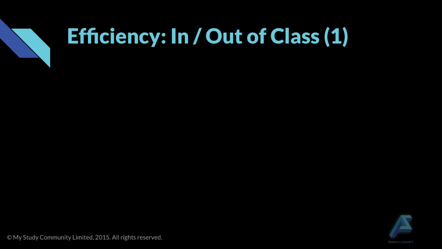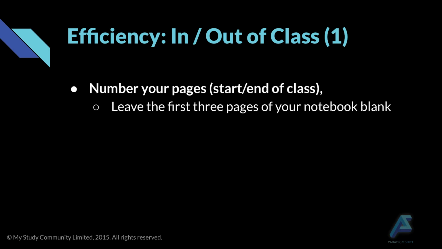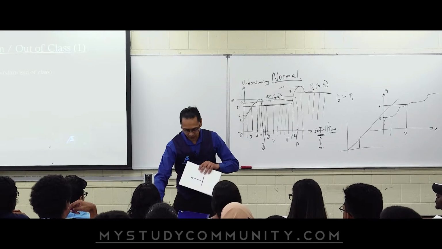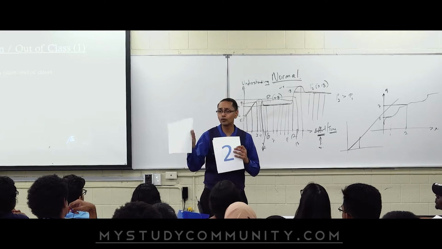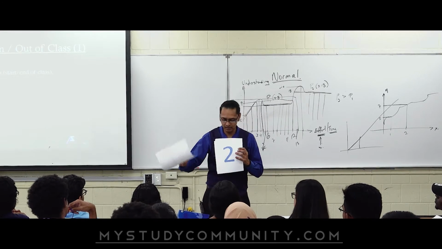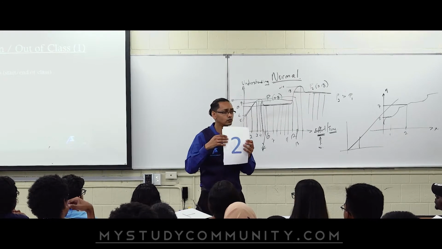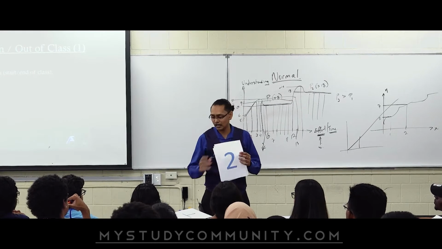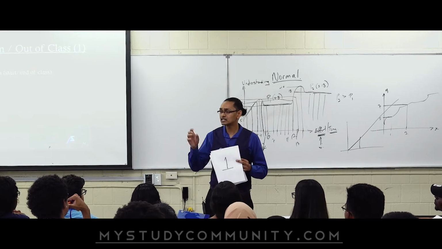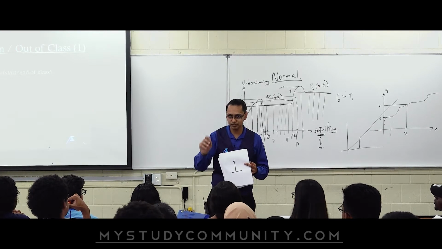Efficiency out of class. So, number of pages. Leave the first 3 pages of your notebook blank. And then on the next page, number it page 1. And then number the side 1B. We don't number the side. And then this side is 2. And then this side is 2B. And so on. And whenever a class finishes, go back to the first 3 pages and put the table of contents.